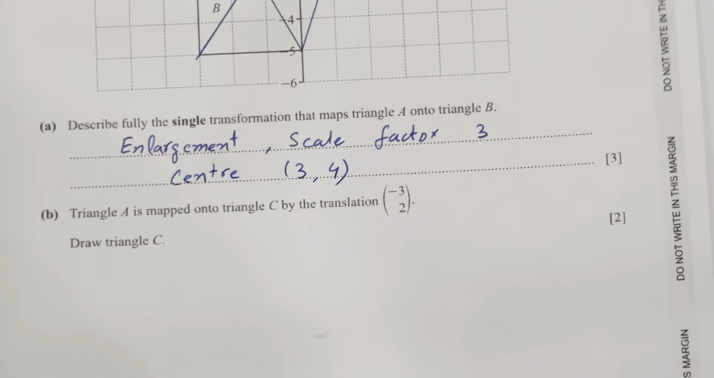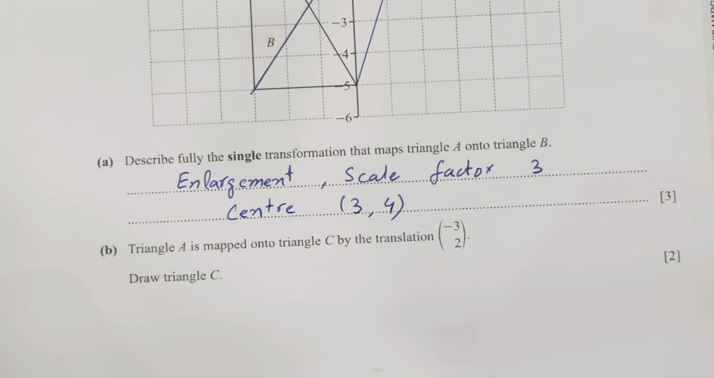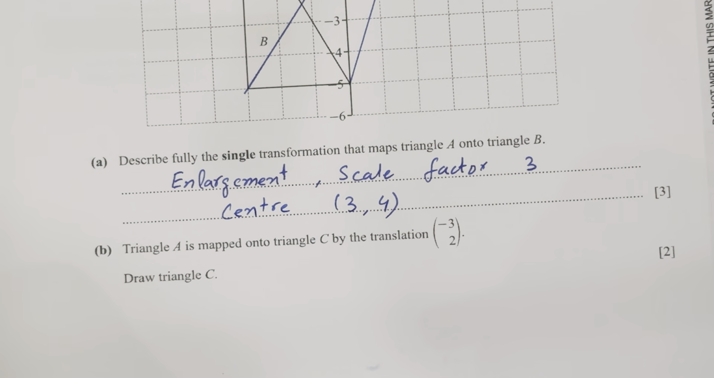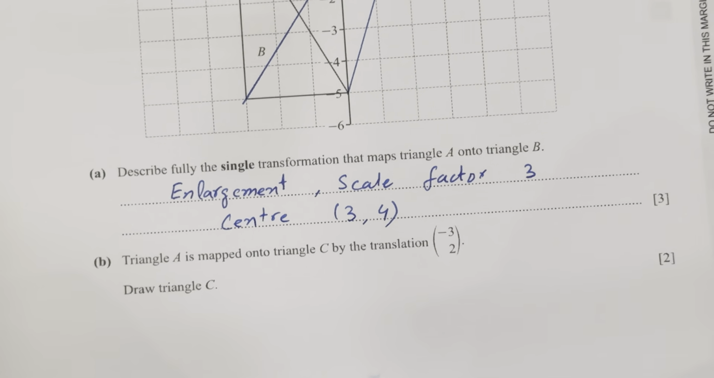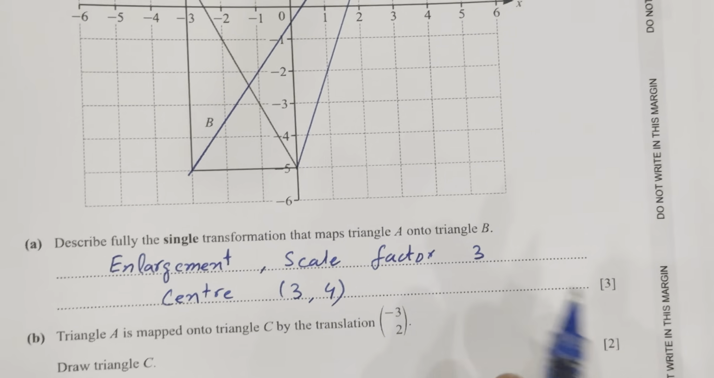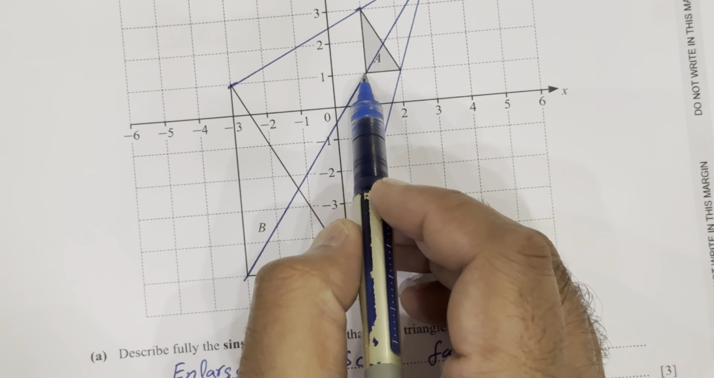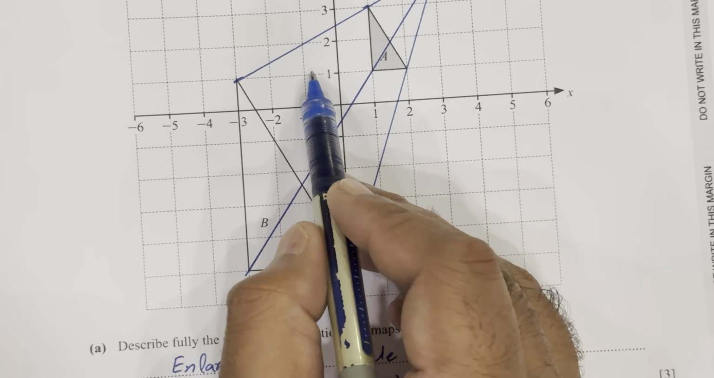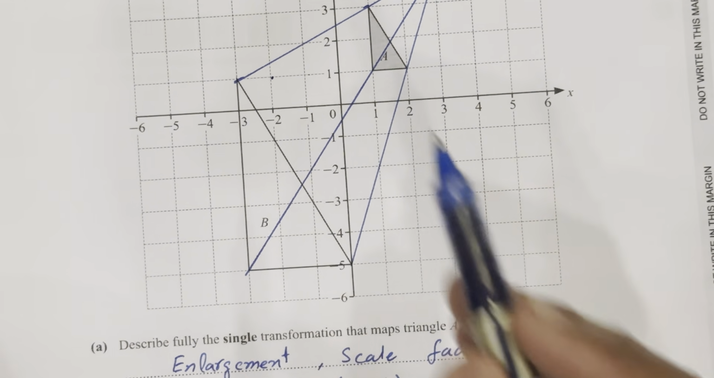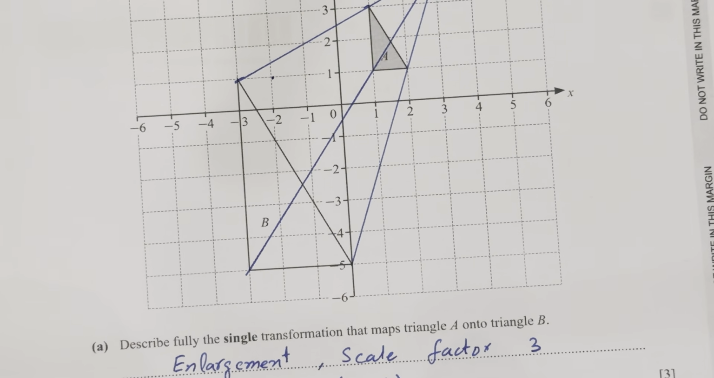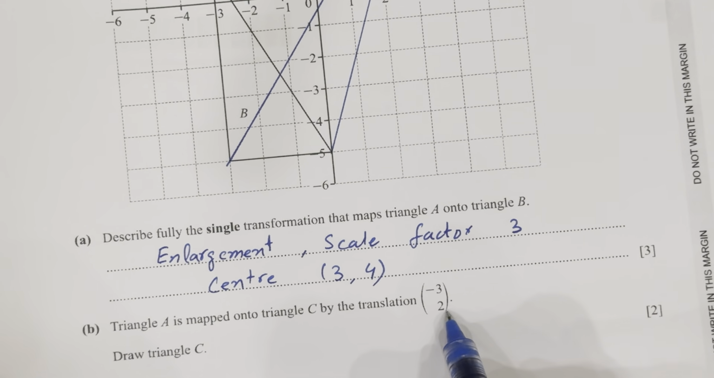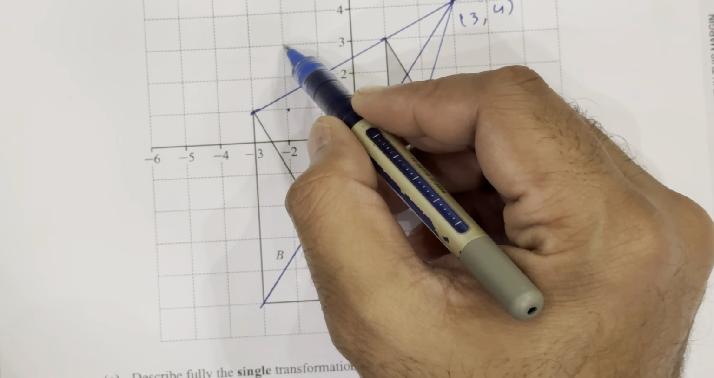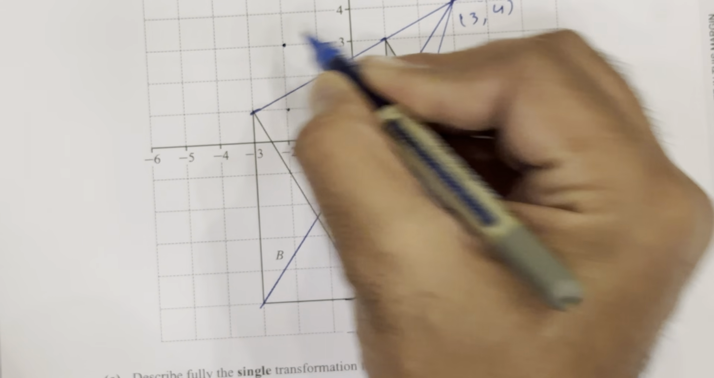Now for part B, triangle A is mapped onto triangle C by the translation (-3, 2). Draw the triangle C. So -3 and 2. -3 means we need to go to the left side, 1, 2, 3 boxes, and now we need to move up 2 boxes, because this is our y coordinate. If we move up 1, 2, this would be our point.